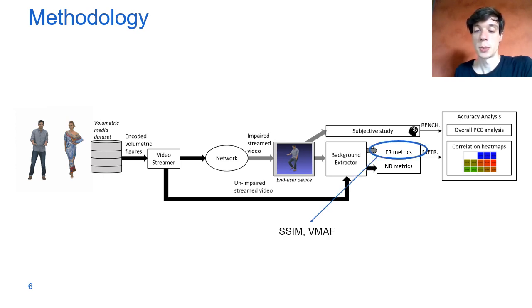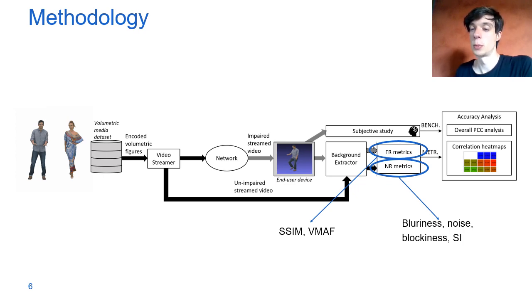Now, the full reference metrics that we calculated in our study are SSIM as discussed, and also Netflix VMAF, because of its correlation that tends to be good with subjective scores for traditional video. In terms of no-reference metrics, we calculated blurriness, noise, blockiness, and also spatial information.